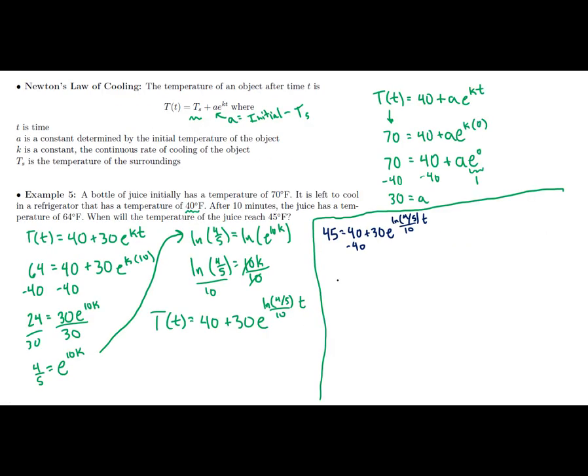So we can subtract 40 from both sides. So we have 5 is equal to 30 and all that stuff here in the exponent. And we can divide by 30. And 5 over 30, dividing by 5 on top and bottom, gives me a 1/6.